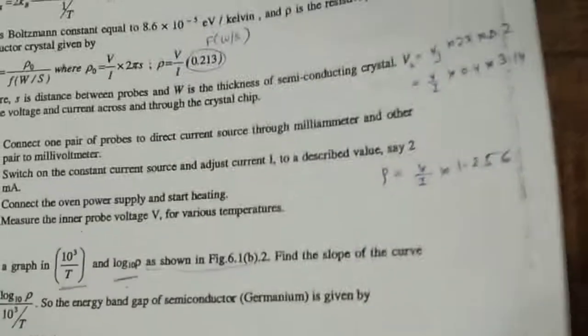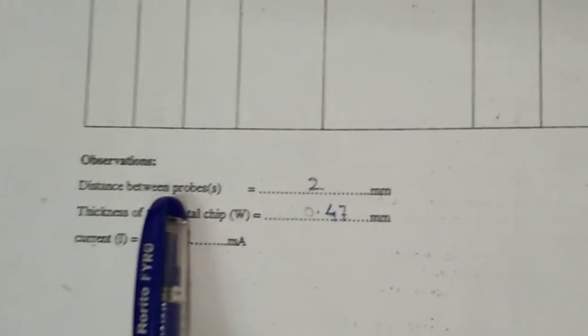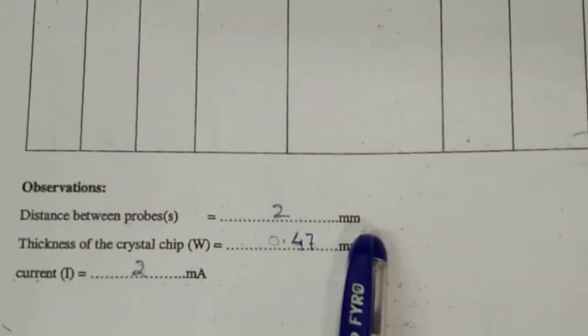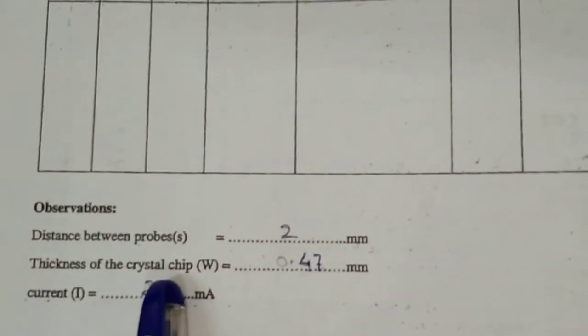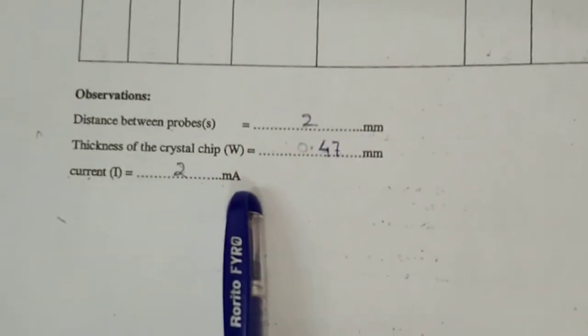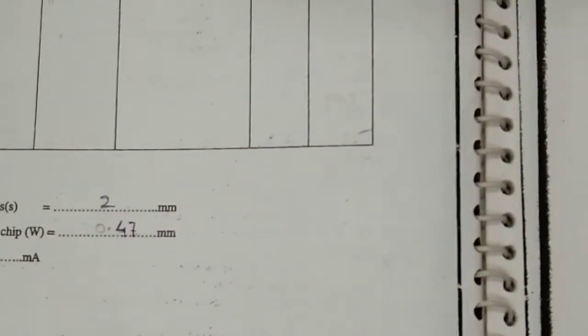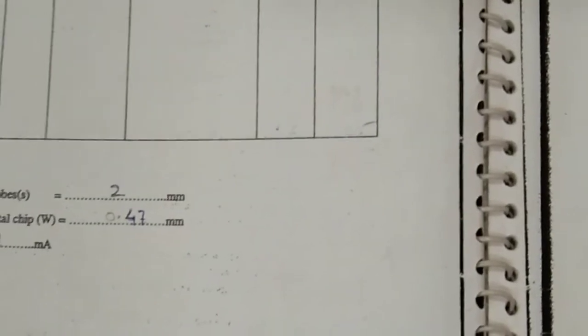Now, secondly, what are the pre-observation values? For the pre-observation values, you are having the distance between the probes as 2 millimeter, thickness of the crystal chip as 0.47 mm, and current that you are placing, it is 2 milliampere. So by this you will get the 4 probe method to find out the resistivity.